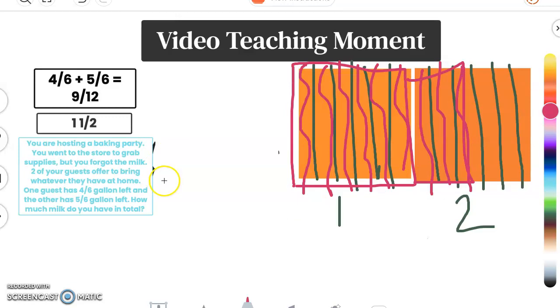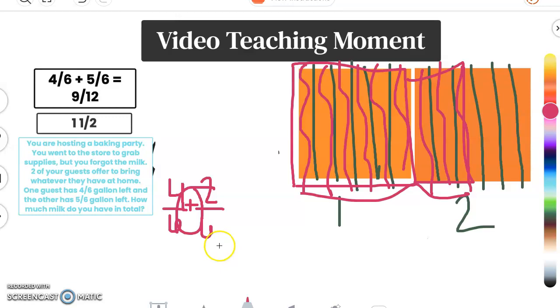So how we do this mathematically, explaining this problem here, is we have 4/6 of a gallon. That was our first gallon. We only added 2/6. We only added 2 to that to make it a whole. So it only needed 2/6 to make a whole. That's where our whole comes from.